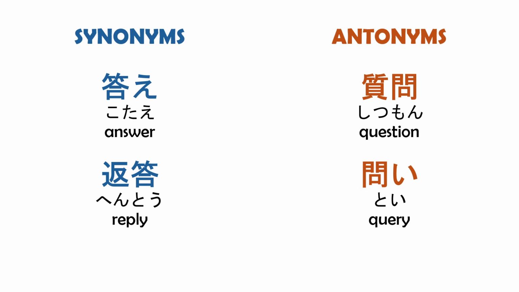of replying. The most common antonyms of kaito are tsumon and toi. Tsumon means a question or inquiry and is the direct opposite of an answer. It refers to someone asking for information. Toi is a more abstract query or issue to be solved and can be used in formal or literary contexts. It emphasizes the problem or question rather than the response.